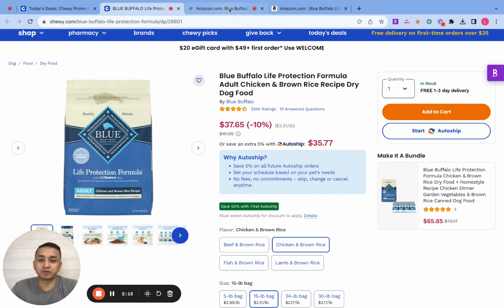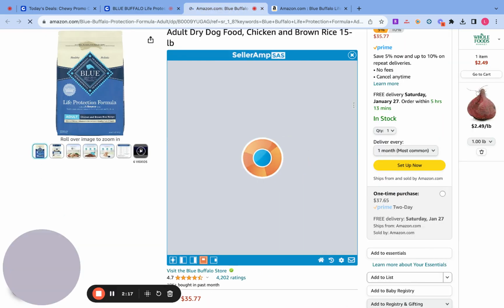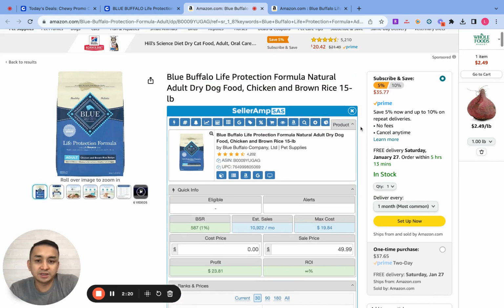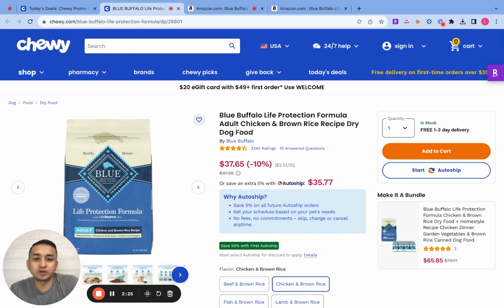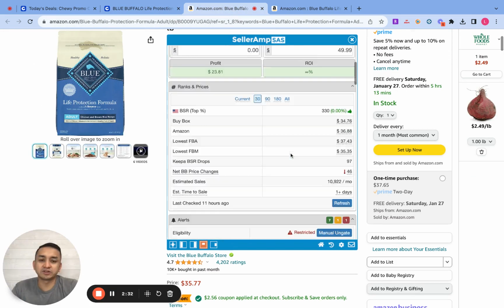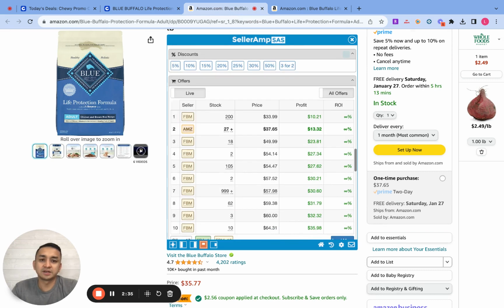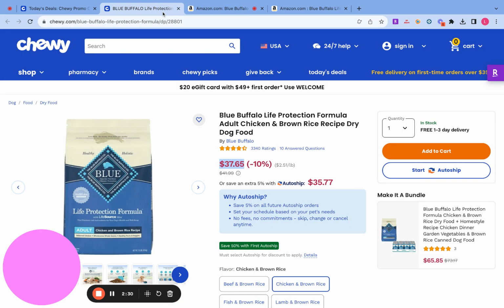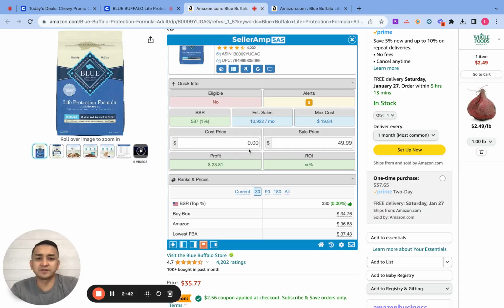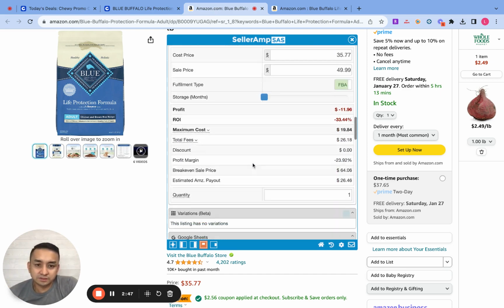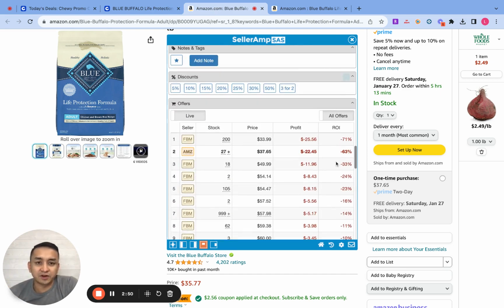And then from here you would run the numbers, but unfortunately this product is selling at a higher price on Chewy.com. It's at $37.65, and on Amazon it's about $35. So obviously there's no margin there, unless I'm missing something. So this one is $35.77. Let me see. Yeah, it's going to be a negative ROI.